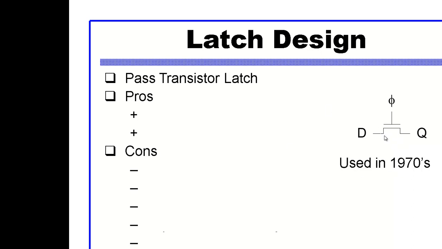But look at the deal. Actually, a single NMOS transistor can act like a D flip-flop. The data D goes into the diffusion. This is the drain, this is the source, and this is your gate. These are diffusions. Usually we give the input to the gate.